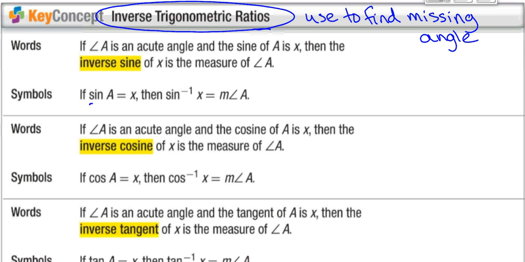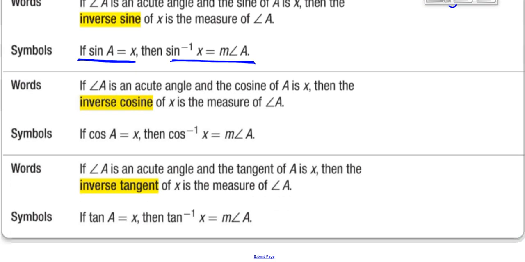So here's what we're gonna underline, pretty much that whole thing. If sine A equals x, then inverse sine x equals the measure of angle A. And so that x is going to be that trigonometric ratio. It might be written as a decimal. It might be written as a fraction. We're not sure. And then the others are the other trig words that we're going to use.